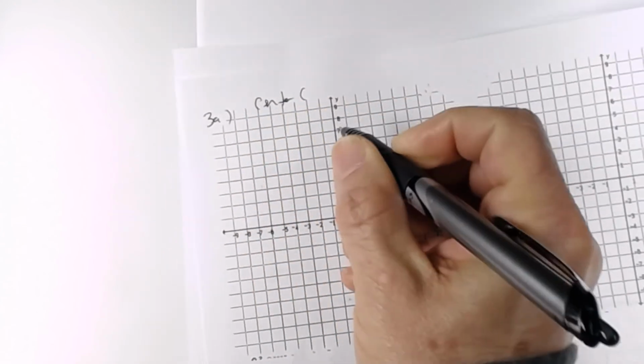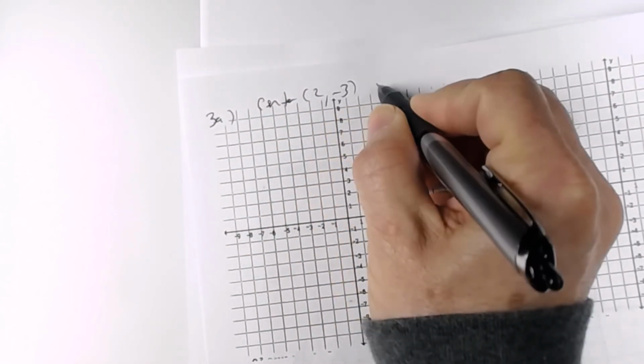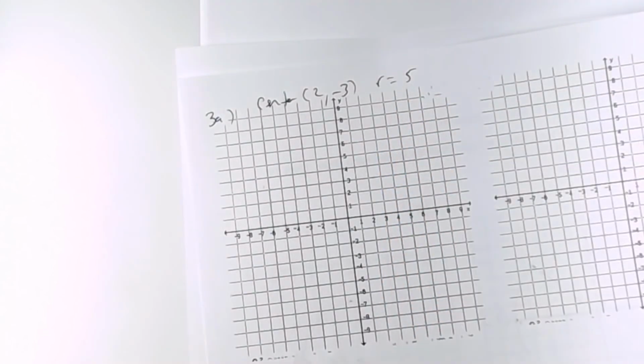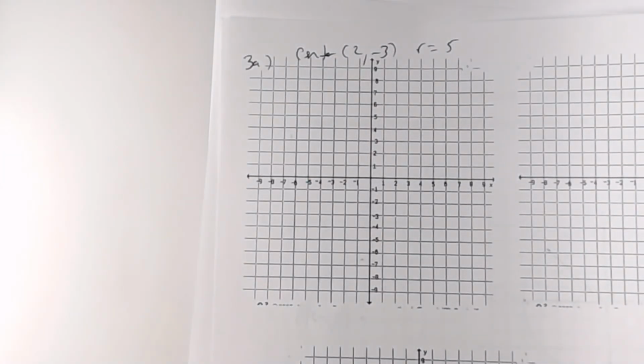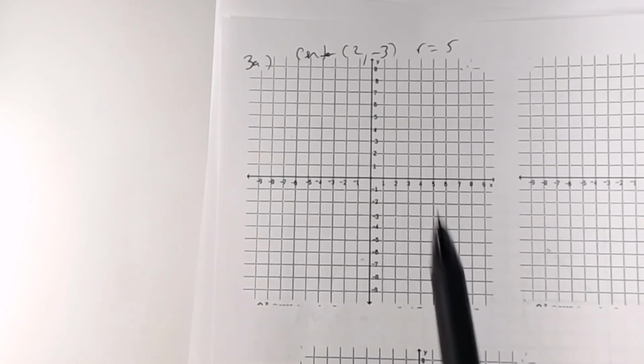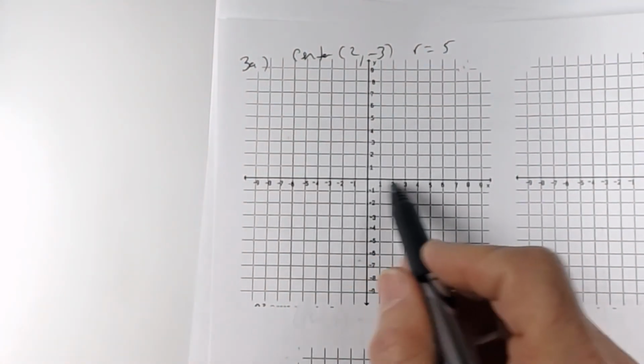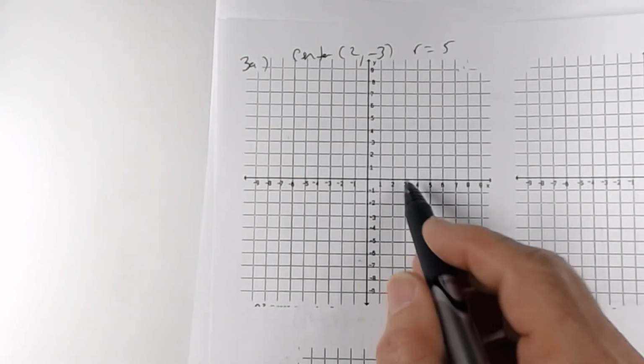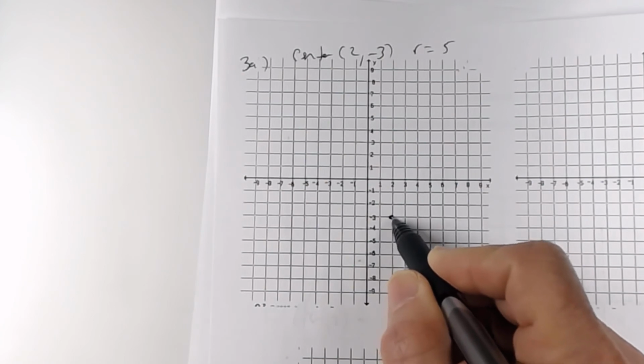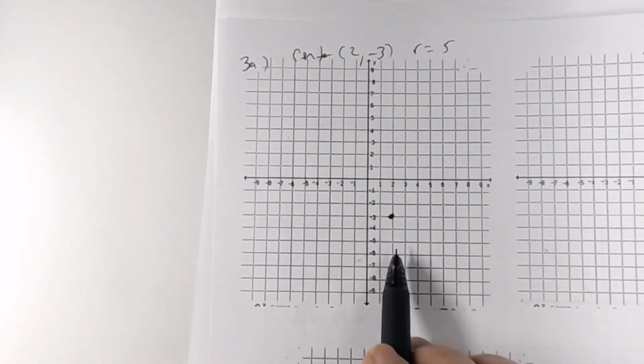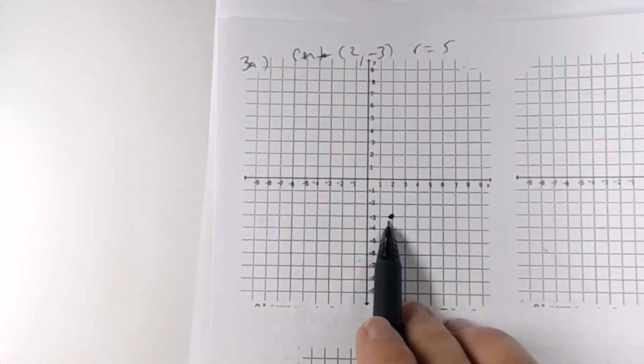What was the center? 2, -3. And what's the radius? 5. All right. So first thing you do is you label the center. You plot the center. So the center is in what quadrant? 4. So you go 2 to the right, 3 down, right? So right here. So there's my center.